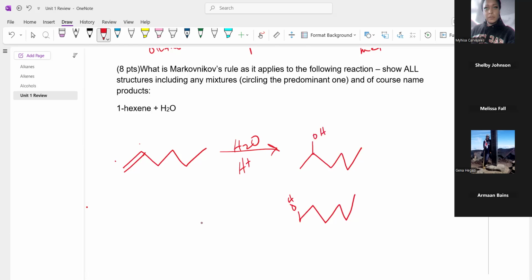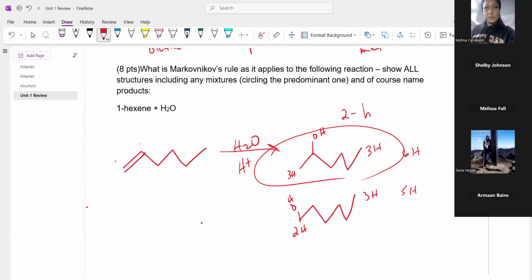And then we count the terminal hydrogens. So this would be 3 H's here, 3 H's here, 2 H's here, 3 H's here. And this would be 6 versus 5 H's total. So that one would be more stable.